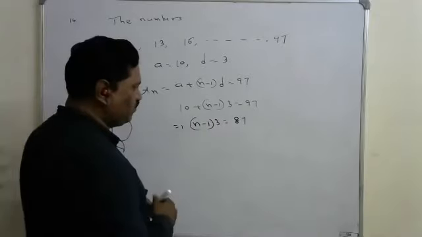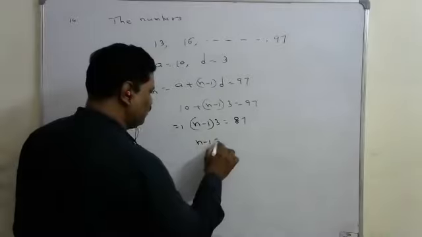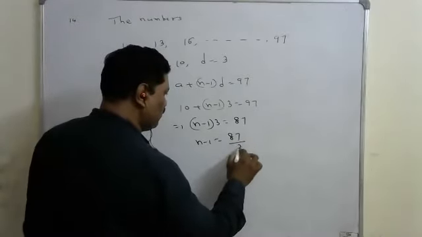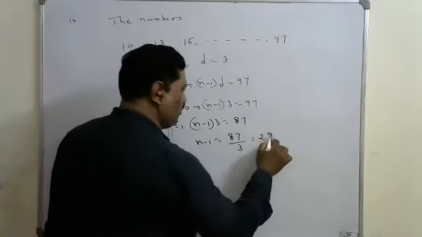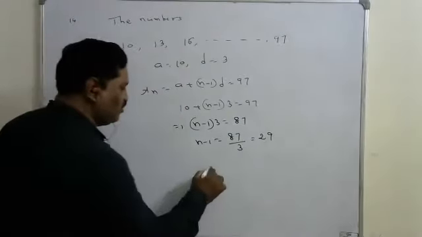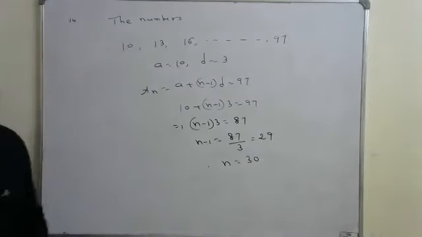Is 87 divisible by 3? Yes, it is divisible. n minus 1 is equal to 29, since 87 is divisible by 3: 3 nines are 27, so 29. Therefore n is equal to 30. 30 such numbers will be there. Okay, that is the answer.